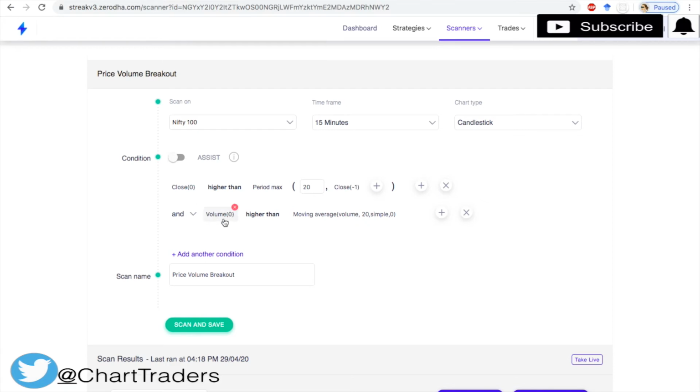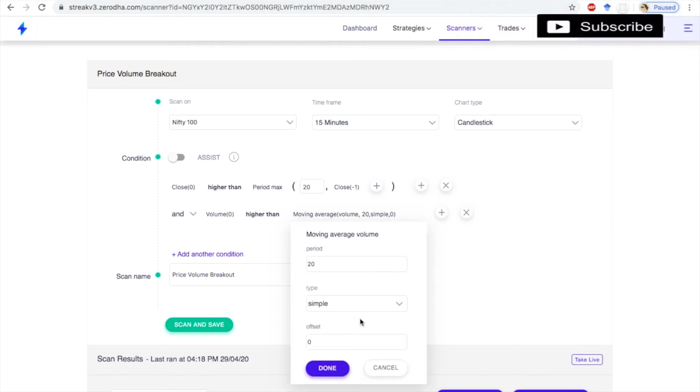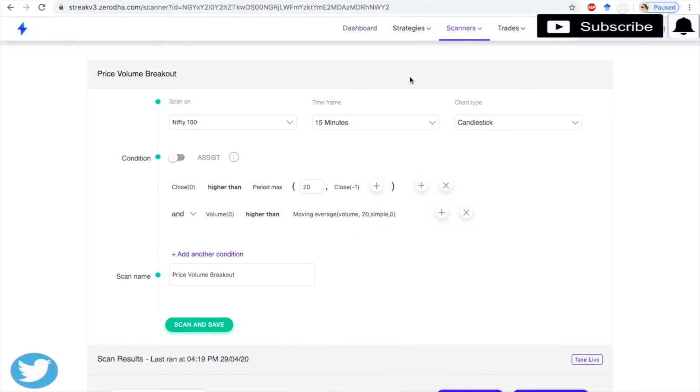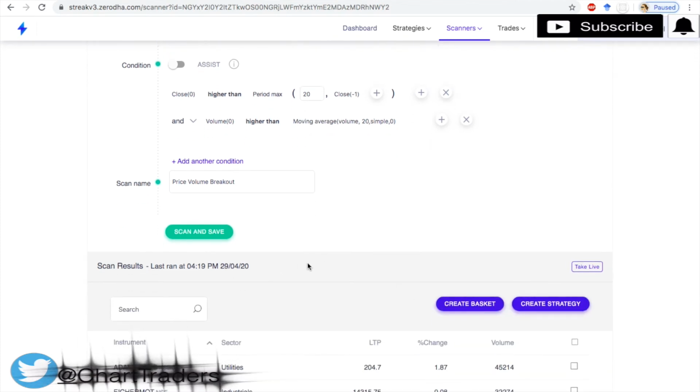Another condition is that the volume of the current candle is higher than the moving average on volume, a simple one. You can take exponential here also, but I will select simple. Now we will scan for stocks.